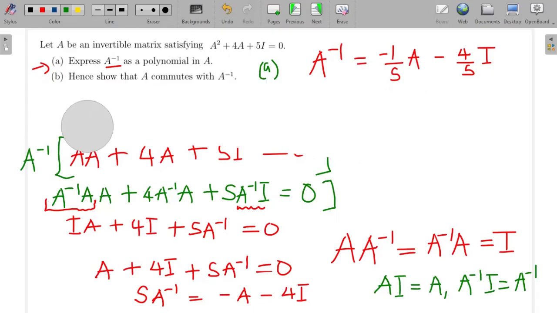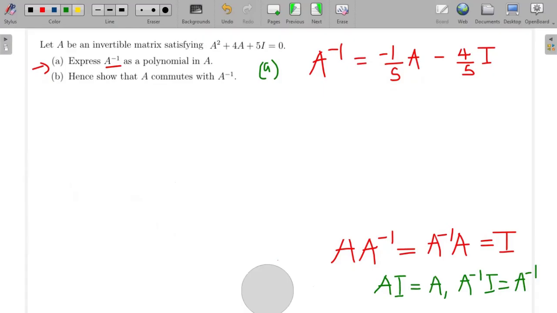All right, the other question says, show that A commutes with A inverse. If A and A inverse commute, then it means that if I multiply A with A inverse, I should get the same answer as when I multiply A inverse with A. That's what it means to commute, simply meaning that order doesn't matter. If you start with A or you start with A inverse, you're still going to get the same answer.